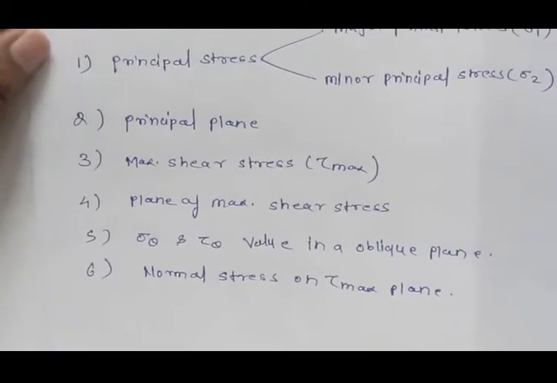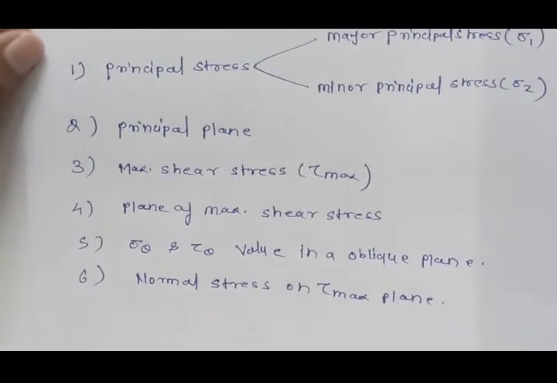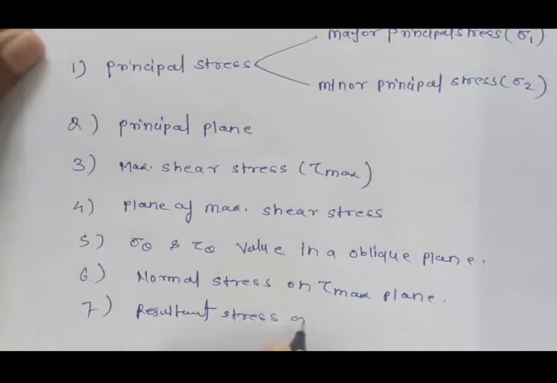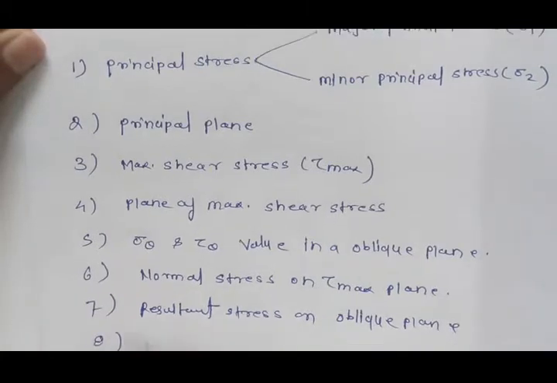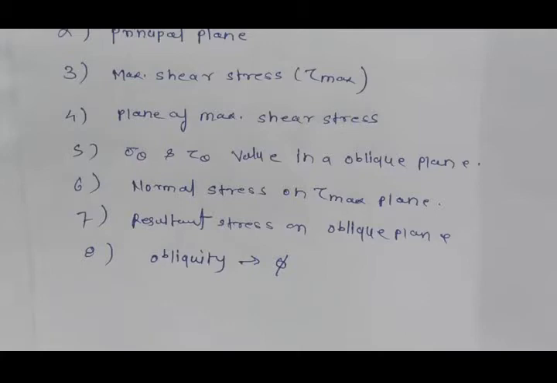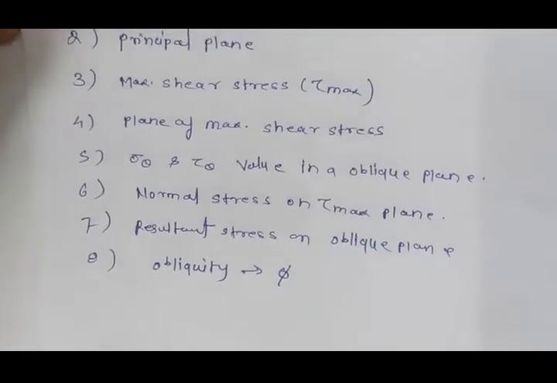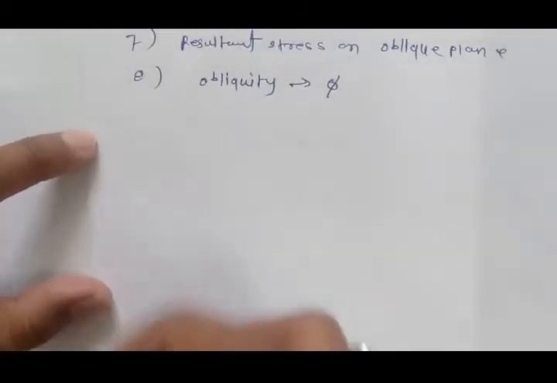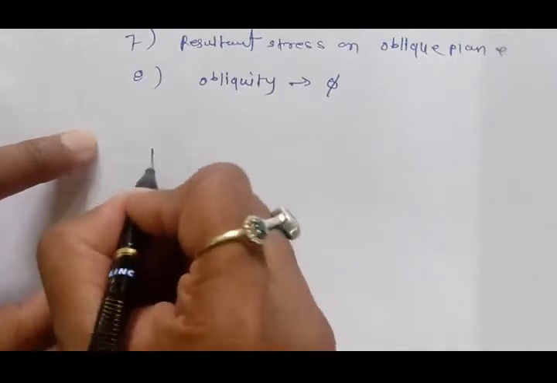Now all those things, how can we find out with the help of this Mohr circle? The resultant stress on the oblique plane, and the obliquity, that we denote as phi. So how do we construct all those things and find them with the help of this Mohr circle? One by one we'll discuss all those things. First I'll discuss the principal stress, how to locate the principal stress.